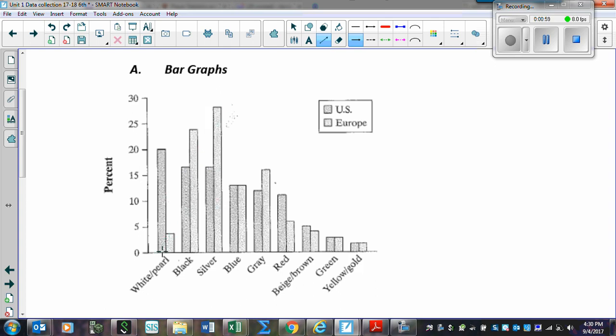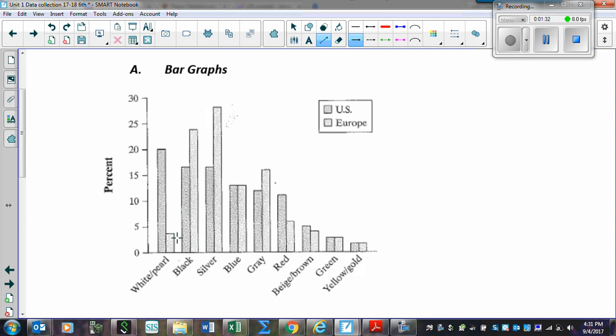So for example, for the white or pearl color, about 20% of the cars in the US are white, but only about 4% of the cars in Europe are white. And it has that for each of these items. You could have a bar graph for just one population, but in this case it's for two. And you have these two bars touching because this is US and Europe for the same category, all the way across.